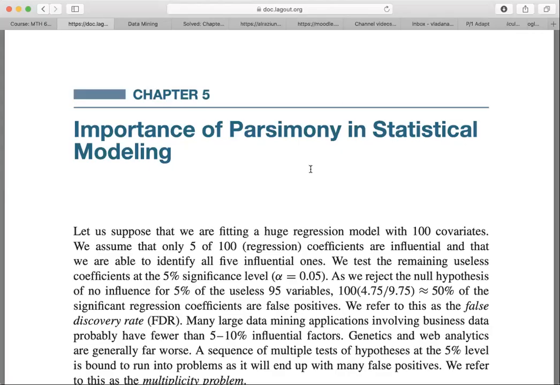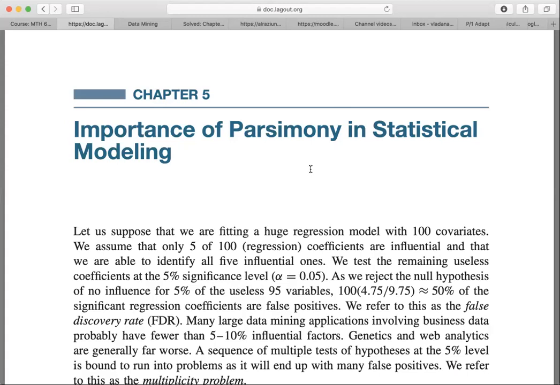Chapter 5, the importance of parsimony in statistical modeling. Suppose we are fitting a regression model with 100 covariates and we identify 5 influential coefficients. We test the rest at alpha equals 0.05. We get 100 times 4.75 over 9.75, which is approximately 50% to be false positives. This is the false discovery rate.